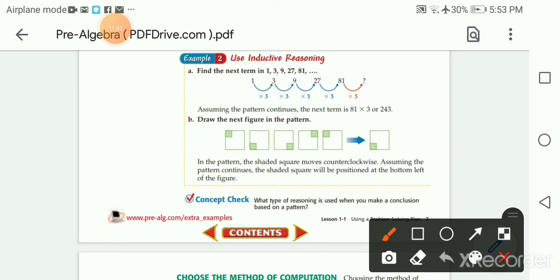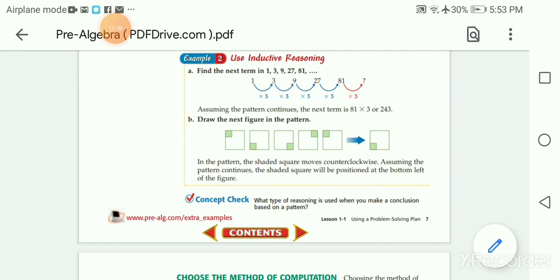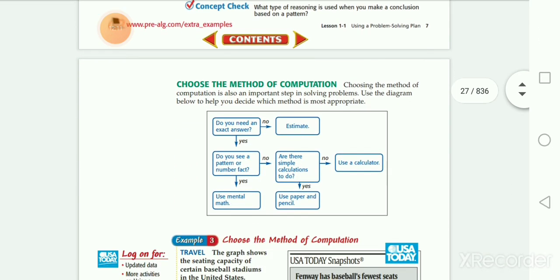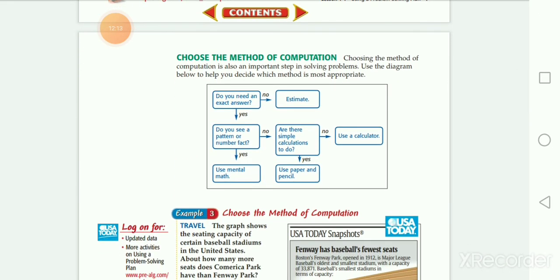The shaded square will be positioned at the bottom left of the figure, as you see, from this side to this side, and then to this side, and then down. Okay, as you see here. So what type of reasoning is used when you make a conclusion based on a pattern? I have here inductive reasoning. Excellent.